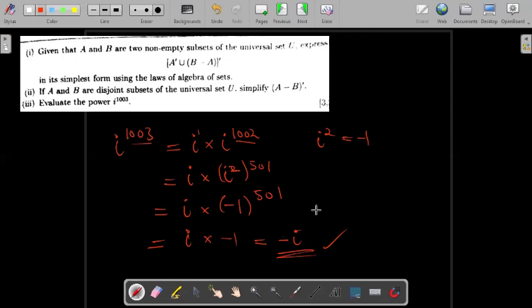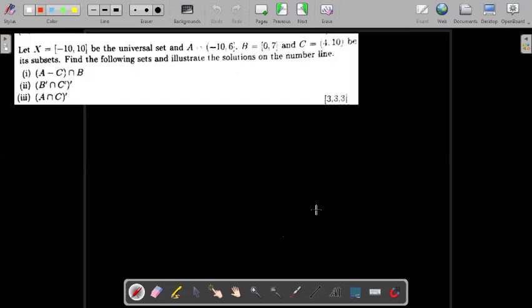All right, let's go to part B. This is part B of the question. So now, what are they asking us for? They're saying let x, from -10 to 10, be the universal set. So our universal set is x from -10 going all the way up to 10.